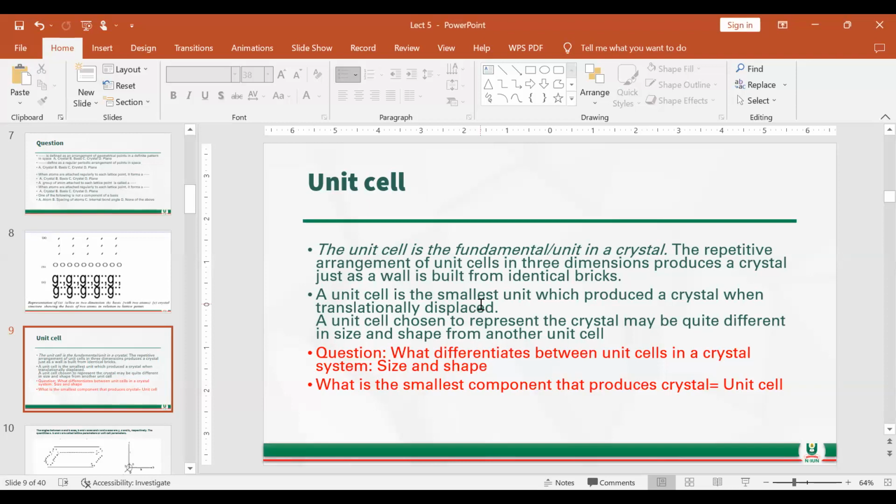Okay, so the unit cell is the fundamental unit in a crystal. The repetitive arrangement of unit cells in 3 dimensions produces a crystal, just as a wall is built from identical bricks. If you have blocks, you bring a block, after this one you put this one, and keep on building, that forms a wall. Now if you bring the unit cell and arrange them the same way, after maybe 1 meter you put another, and so on, and by the time, that forms what you call a crystal. So that unit cell is like a block.